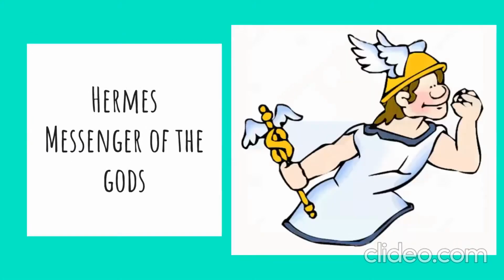Next, we have Hermes. Hermes, he's the messenger of the gods. Once again, son of Zeus. He was someone who always delivered messages to and from Olympus. So Olympus is where the Greek gods live, and he would always deliver messages to the gods and from the people.